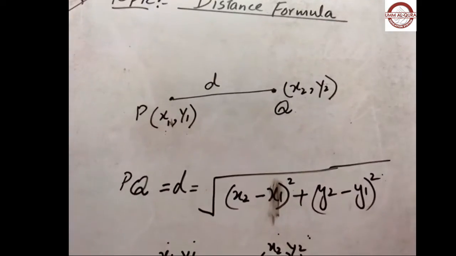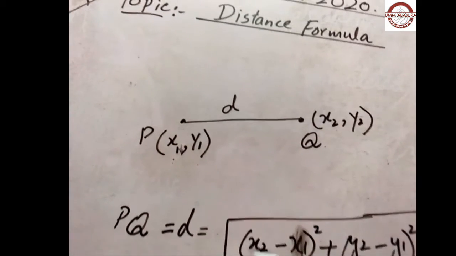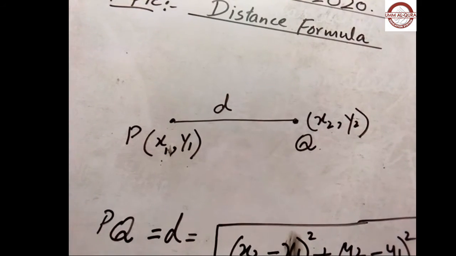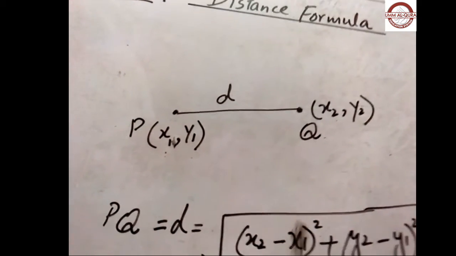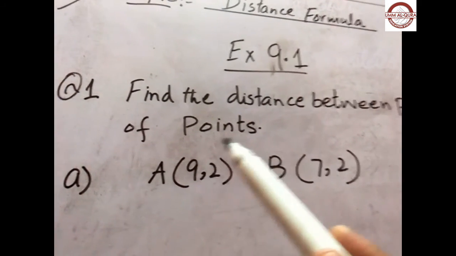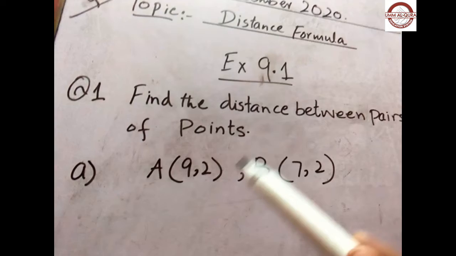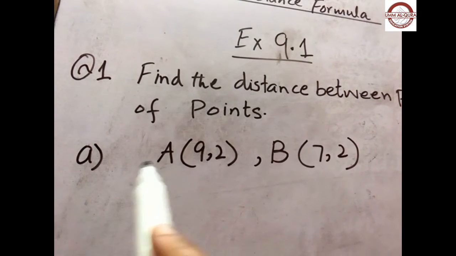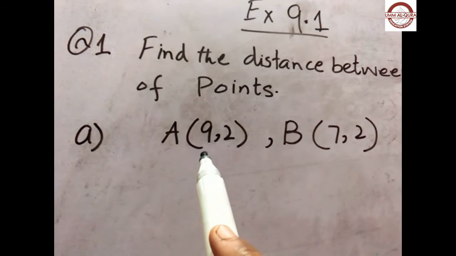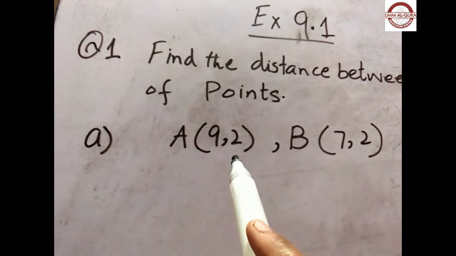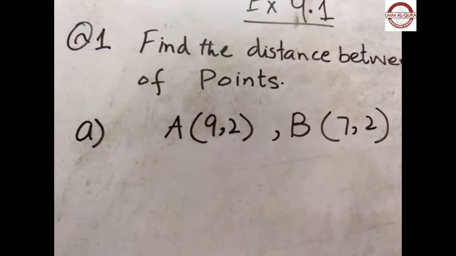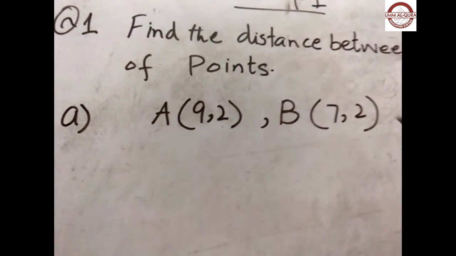Derivation for finding the distance formula is given in the book. Question number 1 of exercise 9.1. Find the distance between pairs of points. Part A: points A and B are given. Point A has two coordinates: X coordinate is 9 and Y coordinate is 2. Point B has two coordinates: X coordinate is 7 and Y coordinate is 2.